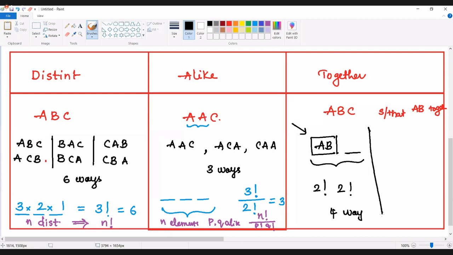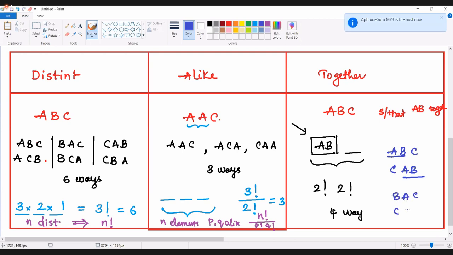Manually, you can solve it like this. What is the manual calculation? AB is together, ABC is 1 and CAB is 1. But AB is together is a condition. You can rearrange them again, BAC or CBA. So this is also a possible way because the condition is only that AB is together, not that A and B should be in this pattern. It can be AB or BA. In both the cases, AB is together. So the answer will be 4.